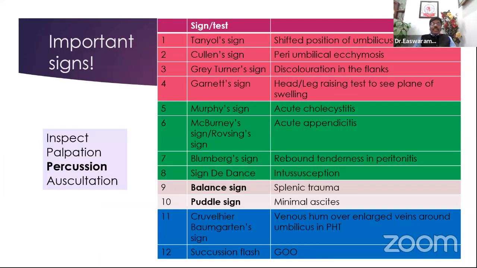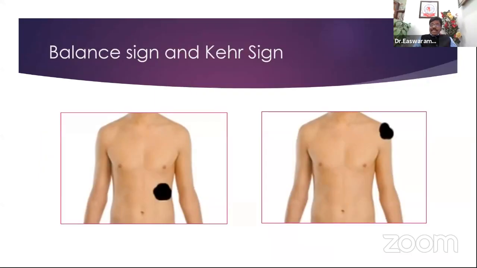Okay. Coming to the percussion signs. What are the percussion signs one will be interested to hear? One, of course, we already discussed in splenic trauma, is the Balance sign. Another is the puddle sign. Okay. What is Balance sign? Balance sign is a sign in a case of splenic trauma with a hemoperitoneum, sir. Like that you tell in the exam. How will you elicit that?